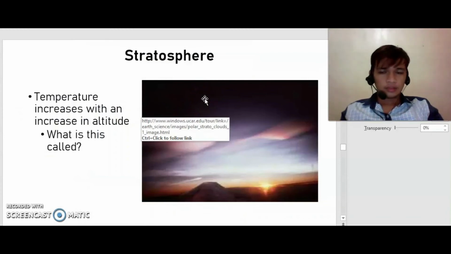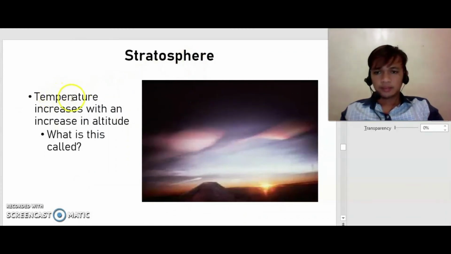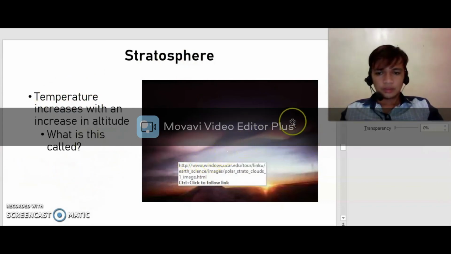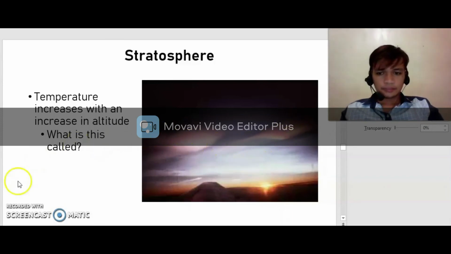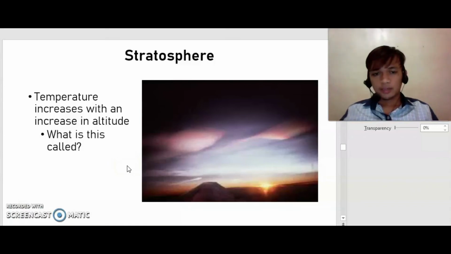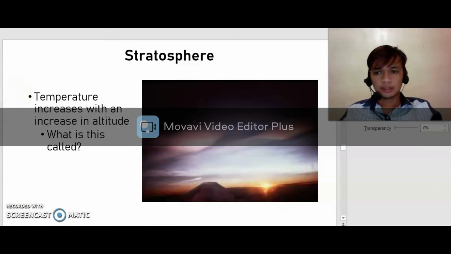Now, let us go to the stratosphere. The temperature increases with an increase in altitude. What do you call this? So you can see the aurora borealis in the northern hemisphere and aurora australis in the southern hemisphere of the Earth. So aurora borealis can be seen in this region or in this layer of the atmosphere.